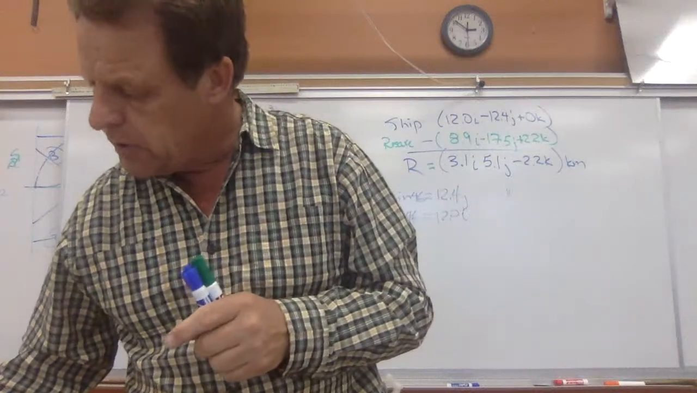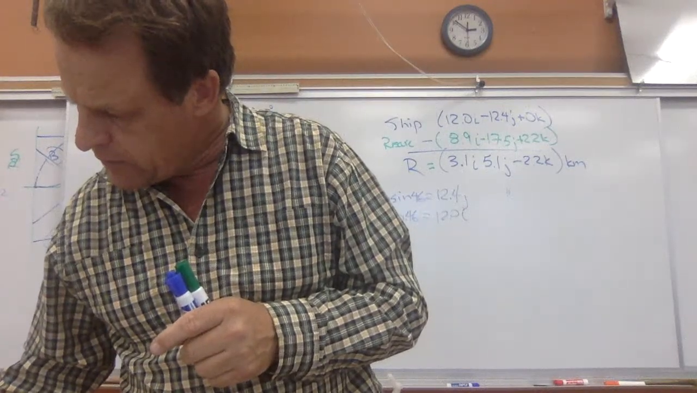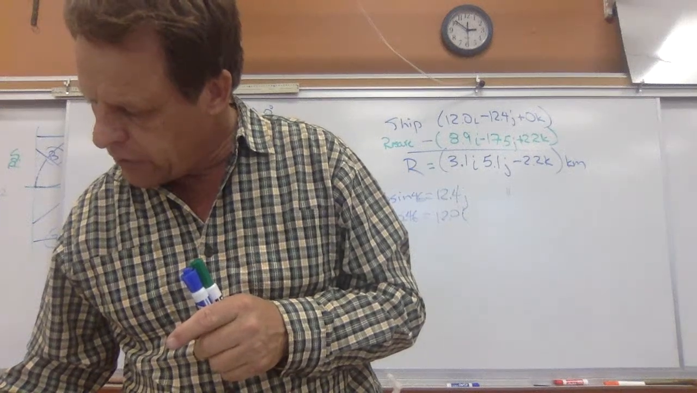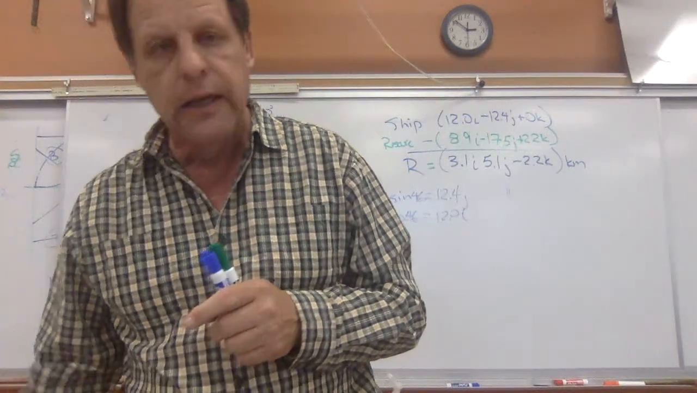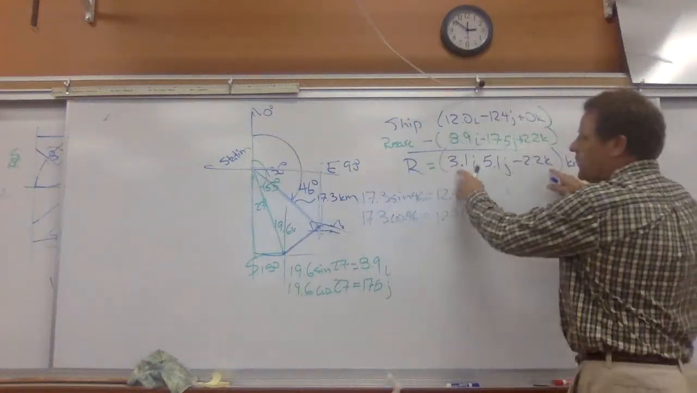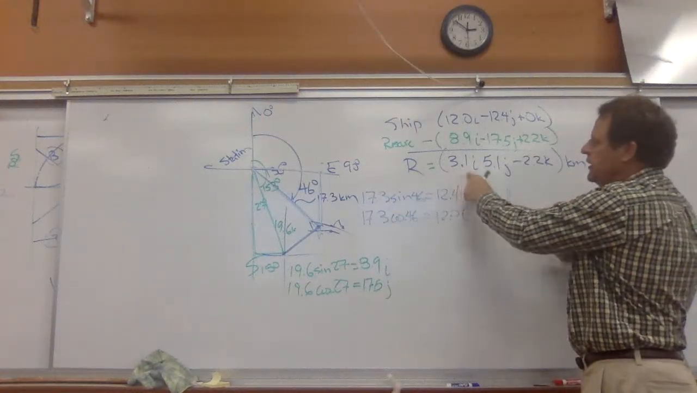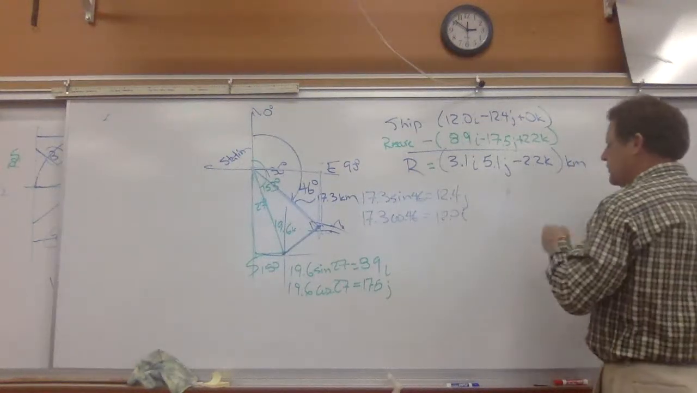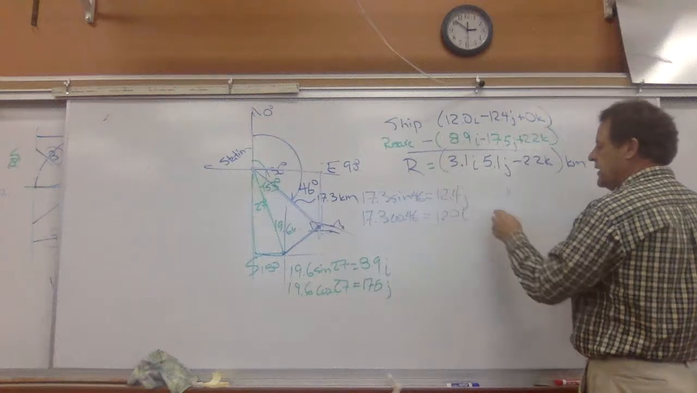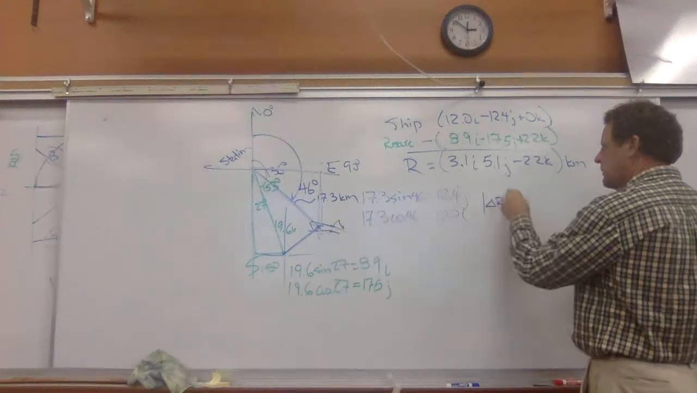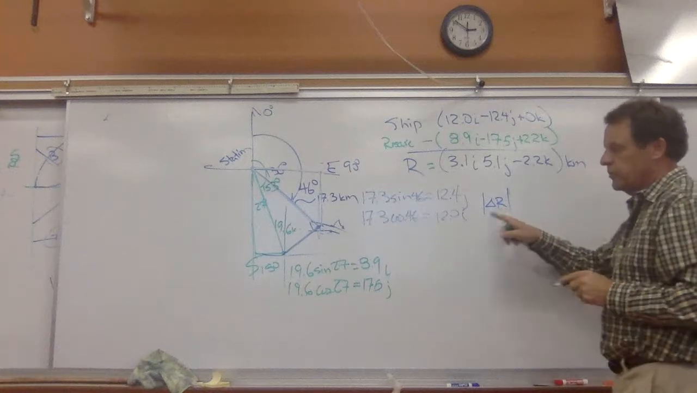Now, we're not quite done with the problem. It says, how far apart are the ship and the plane? And they're this far apart, right? But this is in the coordinate system. And what we're going to do here is we're going to say the absolute change in position, the change in position.